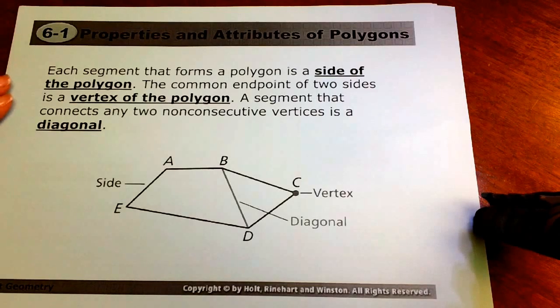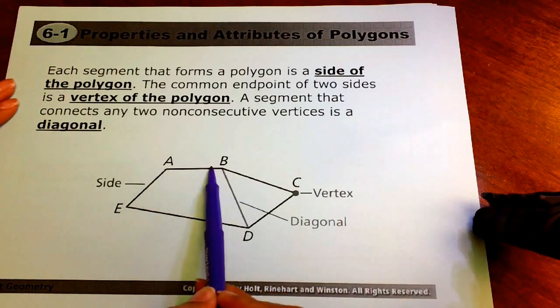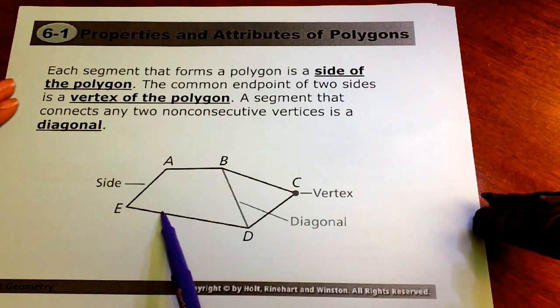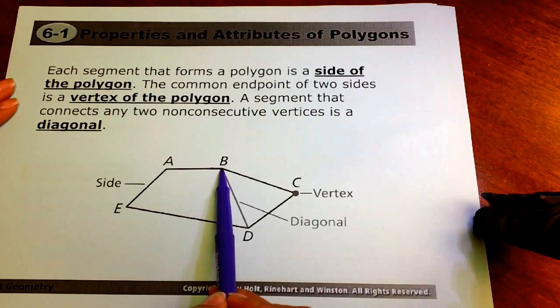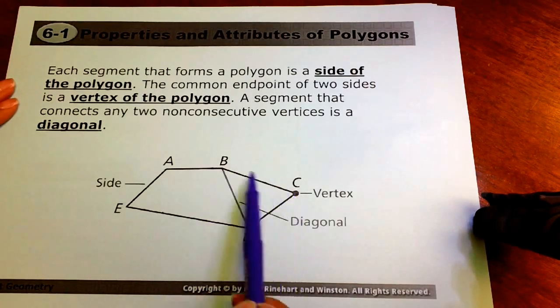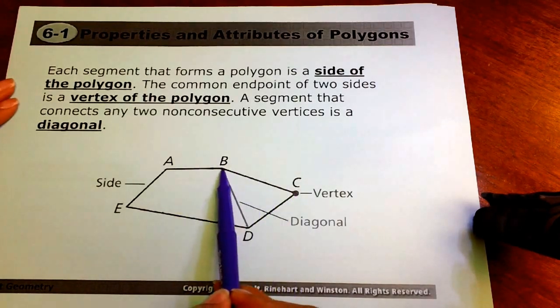The first section talks about polygons, vertices, and diagonals. This is something you have learned before. These are the sides of your polygons, they're straight edges. Your diagonals go from one vertex to the other, and your vertices are all the corners of your polygon.